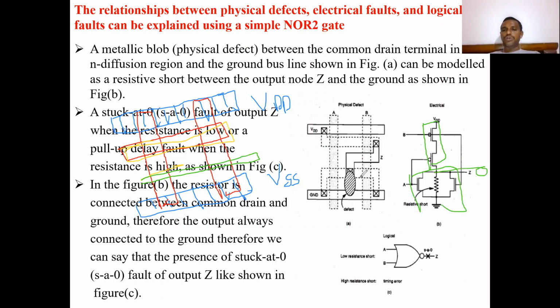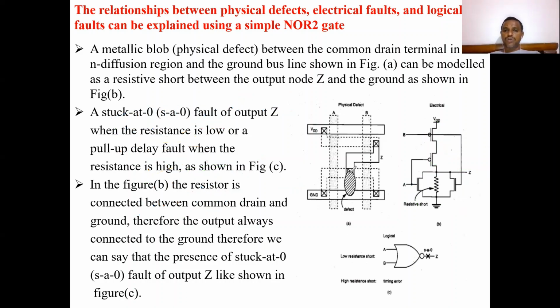But here, due to physical defects that happen while fabricating, what happened? This common drain of these two NMOSes, that is this point, is shorted with the ground, that is VSS, the power line here. So these two are shorted. Then what happened? We will see now.